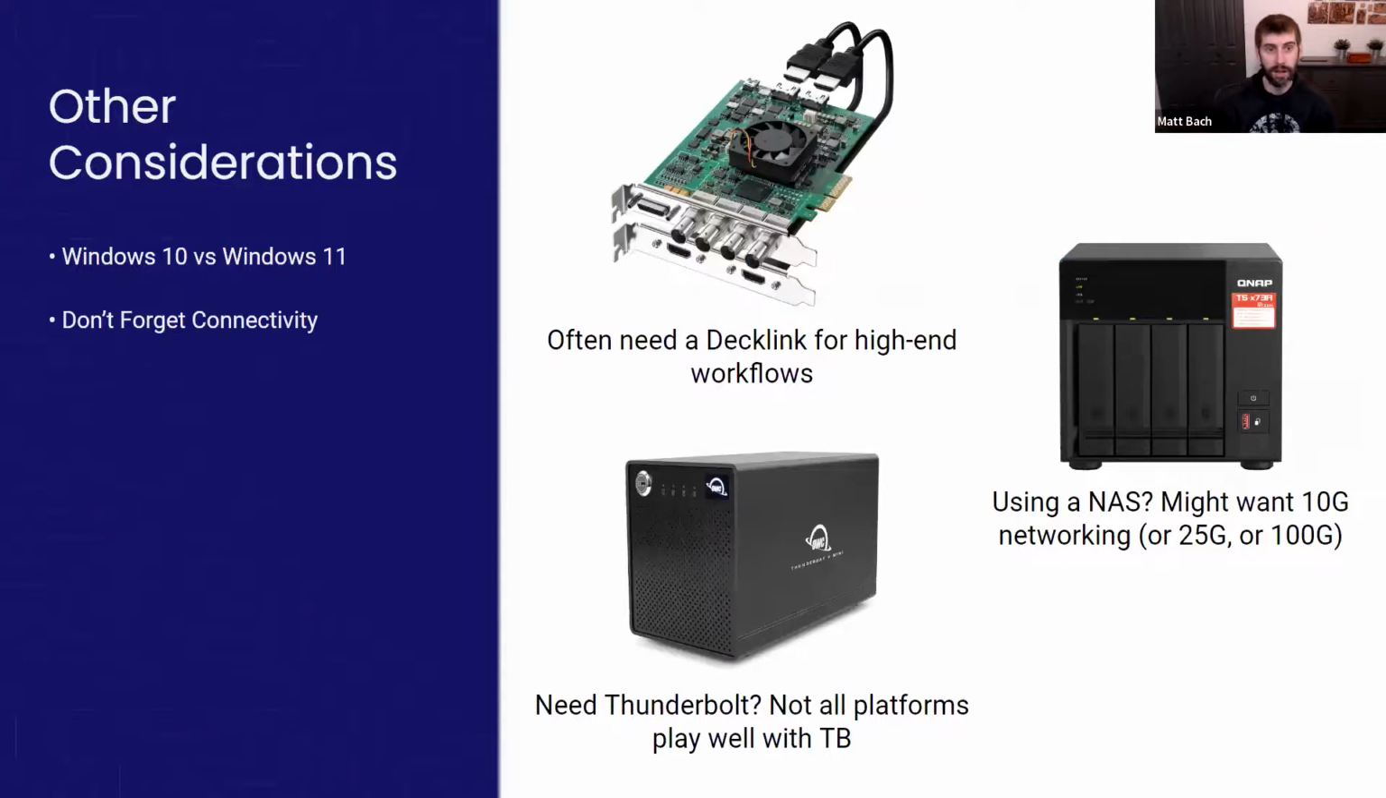Don't forget connectivity. You're often going to want to have a DeckLink card. So if you're thinking about doing a triple GPU, make sure you still have room for a DeckLink, because you're probably going to want that clean video out. If you're using a NAS, you probably want at least 10G networking, as long as your network and your NAS support it. Perhaps even 25 or 100G. Right now we're doing a lot of work qualifying 100G networking cards, and I'll tell you, it's not easy. That stuff is not really designed for workstations very often, but we're trying to get all that going. So you'll see more and more of that from us.